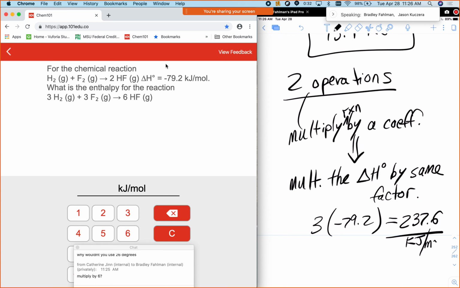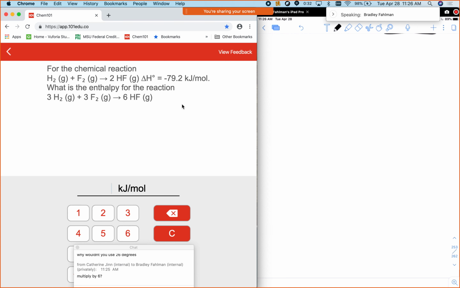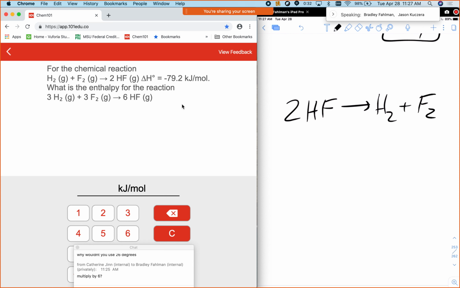So that would just very simply be a negative, right? So minus 237.6 kilojoules per mole. Okay, so that's one operation. Now, what do you think you would do to this same one? What would it be for this? Let me write it like this. Goes to H2 plus F2.